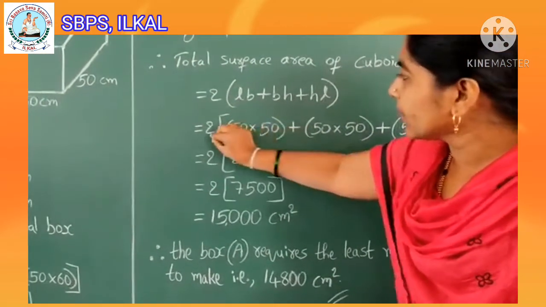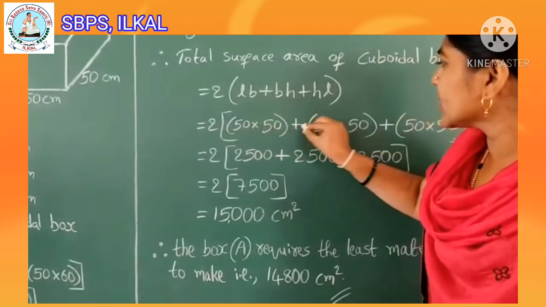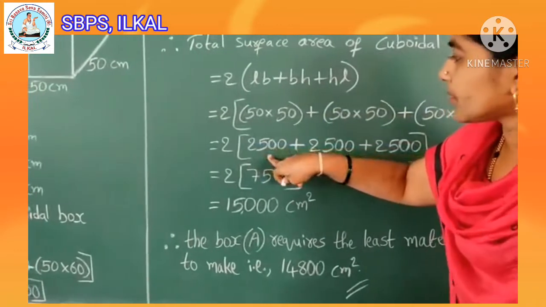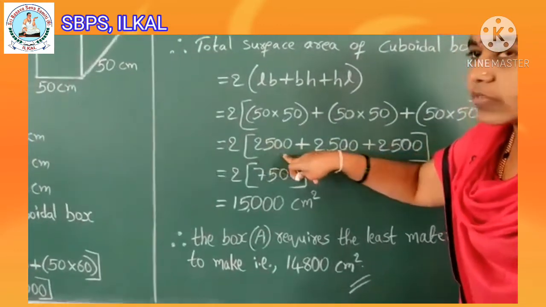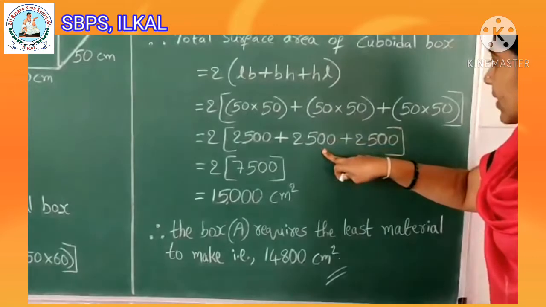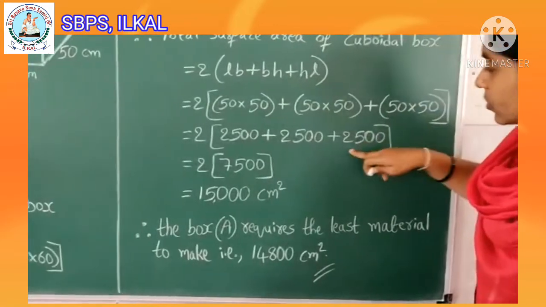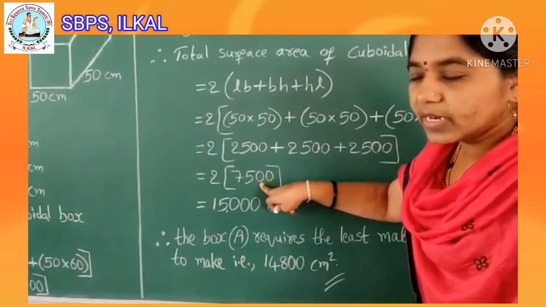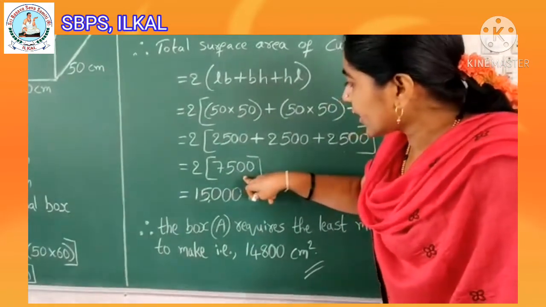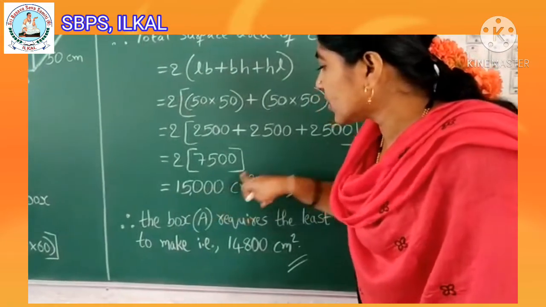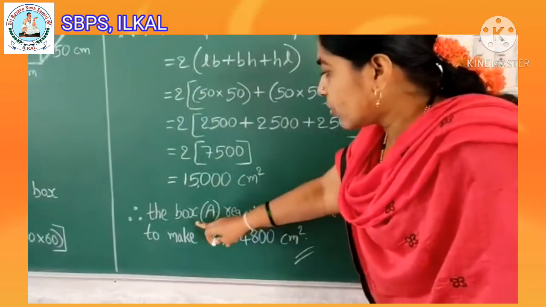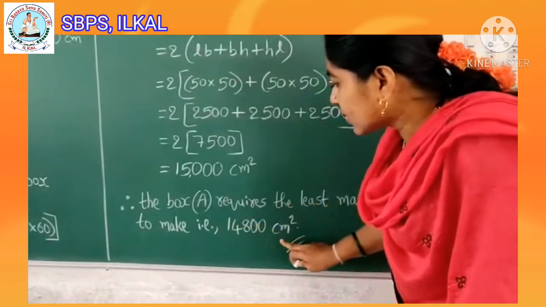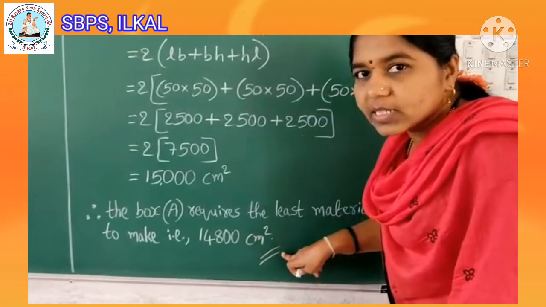Directly you can multiply. 2 into 50 into 50 plus 50 into 50 plus 50 into 50. Then 50 into 50 gives 2500, plus here also 2500, here also 50 into 50 gives 2500. When you add all these terms, 7500 we will get. 2 into 7500, which is equal to 15,000 square centimeter. Therefore, box A requires the least material to make, that is 14,800 square centimeter.